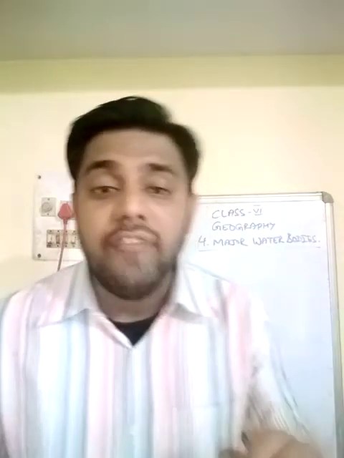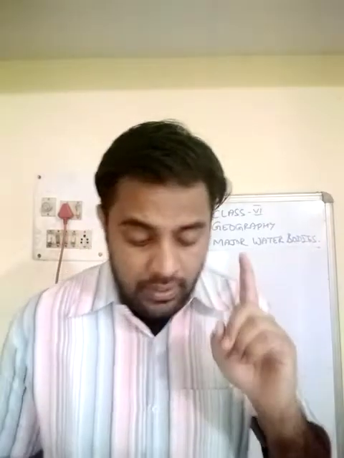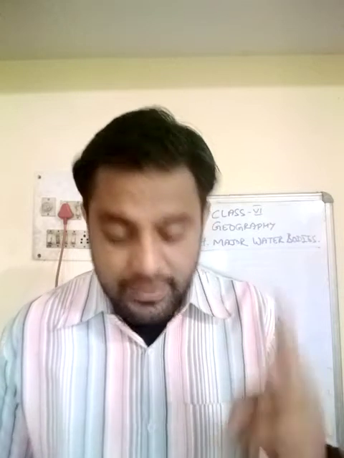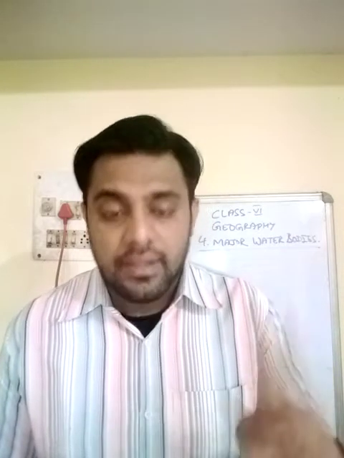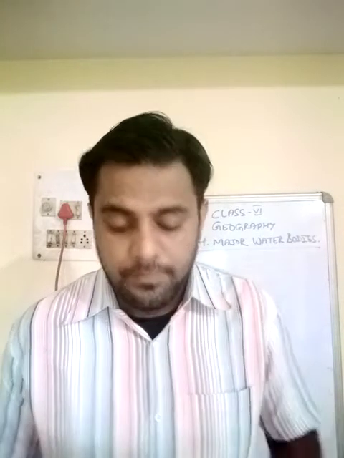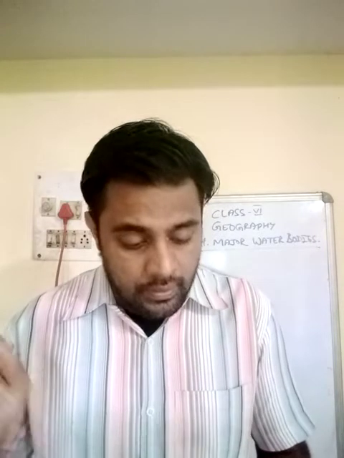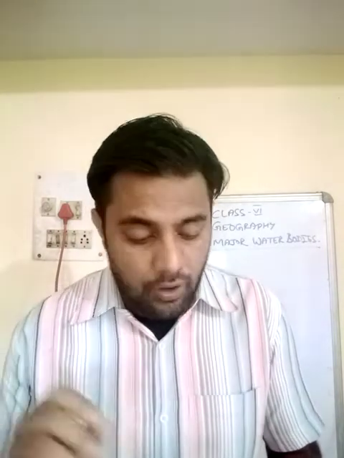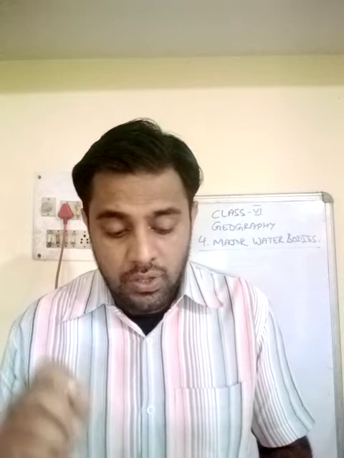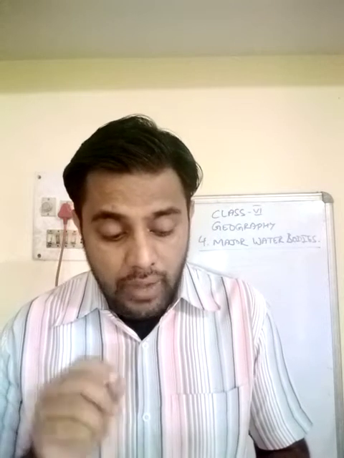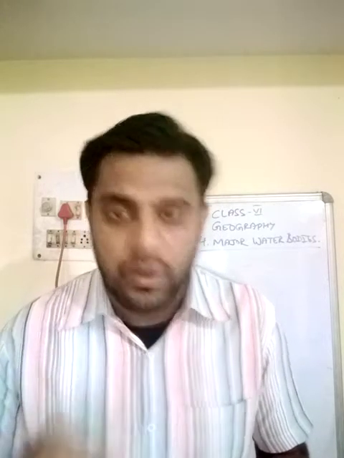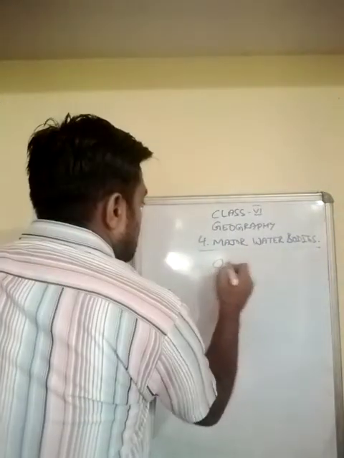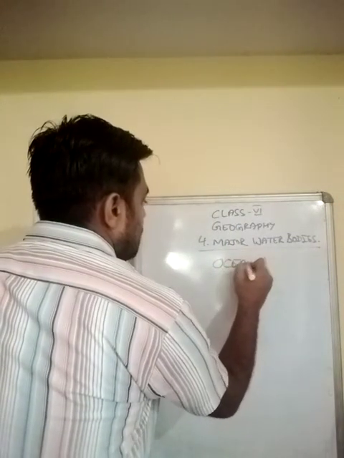Now see, there are 5 oceans in the world. Please remember the names: the Pacific, the Atlantic, the Indian, the Arctic and the Southern Ocean. About 71% of Earth's surface is covered by oceans, which contain about 97% of Earth's water. So as we are talking about oceans, I would like to mention the names out here.